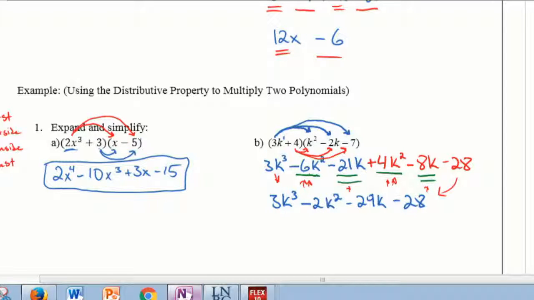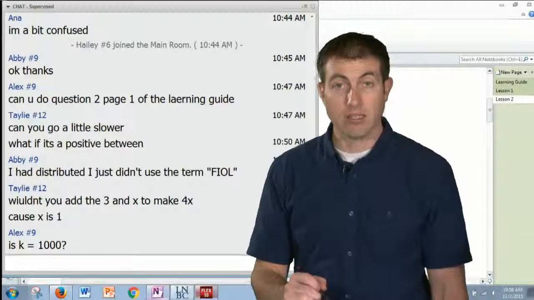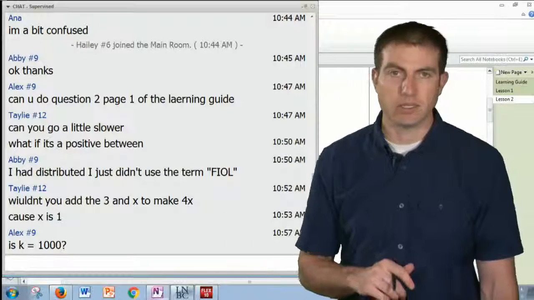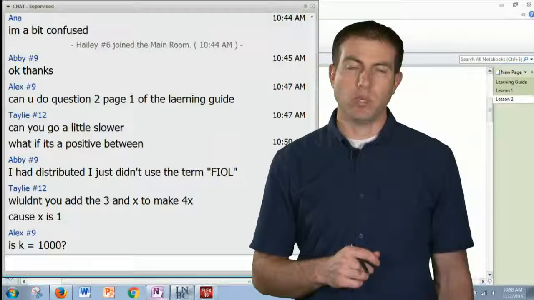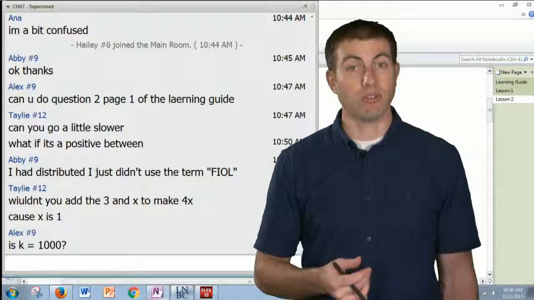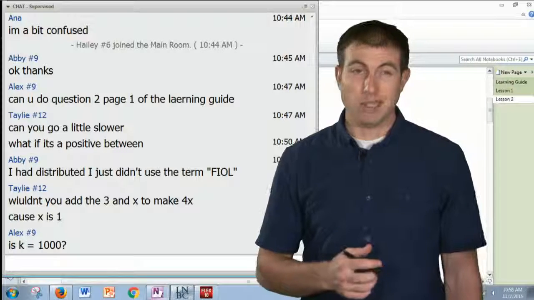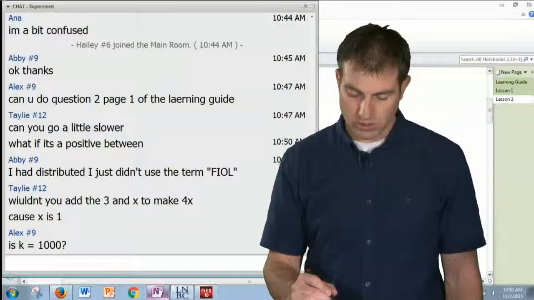Is k 1000? I'm not even sure where that question's coming from, Alex. k is a variable. It could be anything. I could say k is 2. I could say k is negative 7.29. We haven't learned how to solve for k yet. That's something that will happen. Geez, when do we learn to solve these things?